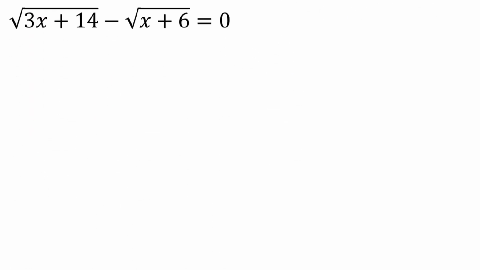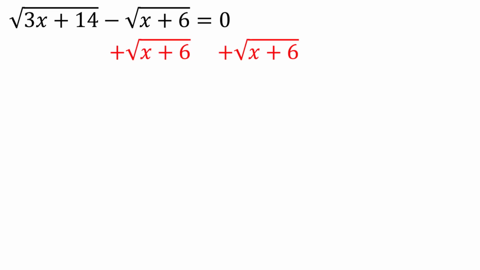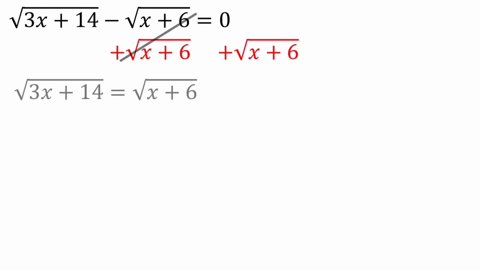Let's try one last problem. We have the square root of 3x plus 14 minus the square root of x plus 6 is equal to 0. In this case, we have two separate square roots. We want them to be on opposite sides of the equation before we square them, so we add the negative square root over to the other side. We get the square root of 3x plus 14 is equal to the square root of x plus 6.